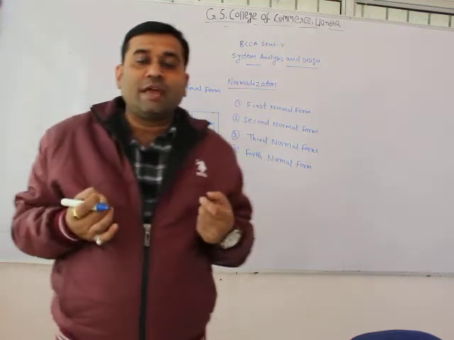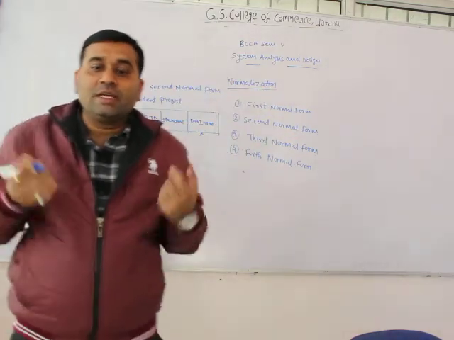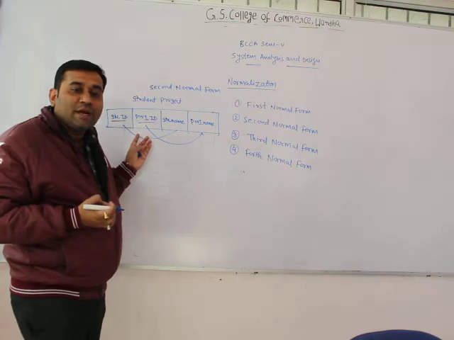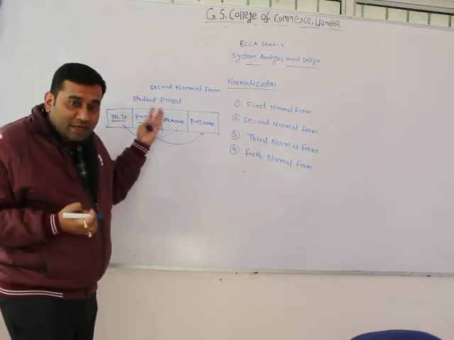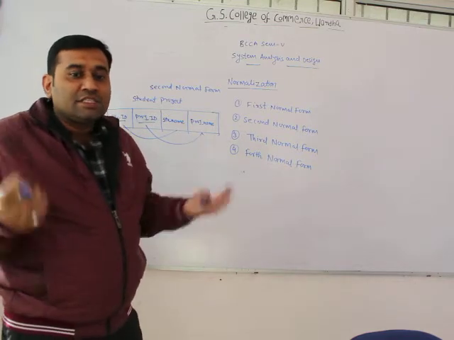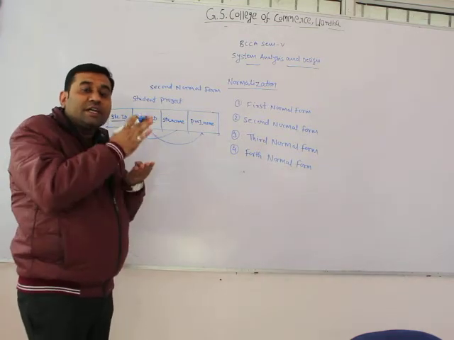The student name can be identified by the student ID. Project name can be identified by the project ID, independently. This is called partial dependency.